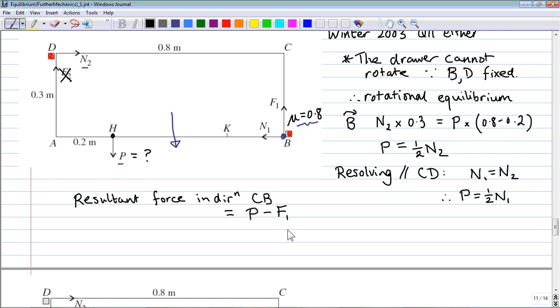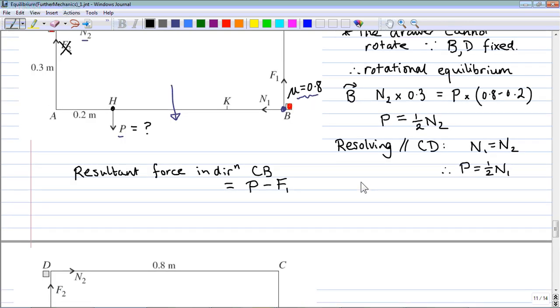So what will be the value of F1? Well, F1's maximum value, so if you write F1 equals mu times N1, then stop a minute. That's wrong. That's actually wrong in this problem. Can you see why that's wrong? Yeah, so that's wrong because F1 doesn't have to be equal to mu N1. That's limiting equilibrium, isn't it, or motion. In fact, the rule is that F1 is less than or equal, so it can be less than or equal to mu times N1, which is 4/5 of N1.